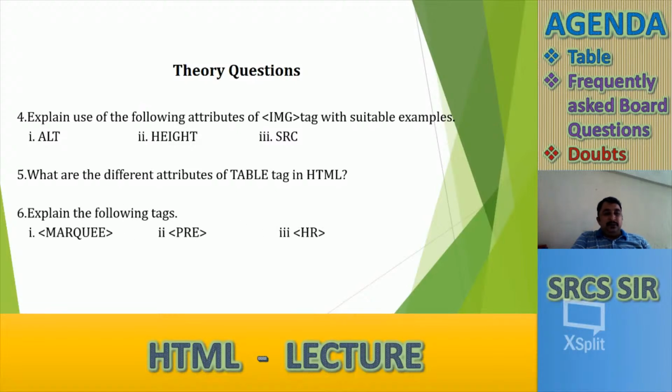Explain the use of following tags: marquee, pre, and then HR. Marquee tag is to move the text from right to left, left to right, and then pre is for pre-formatted text. The style will be assigned already previously, that style you are using. And then HR, horizontal ruler, to give a line.